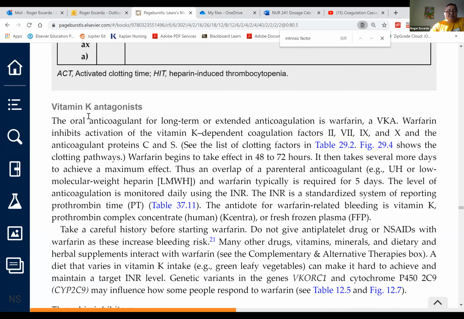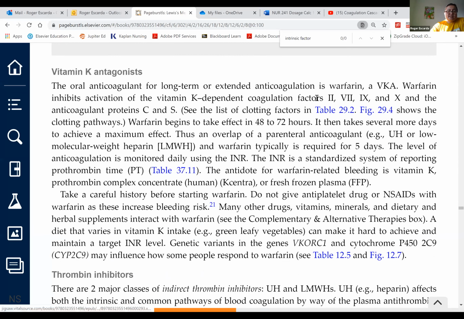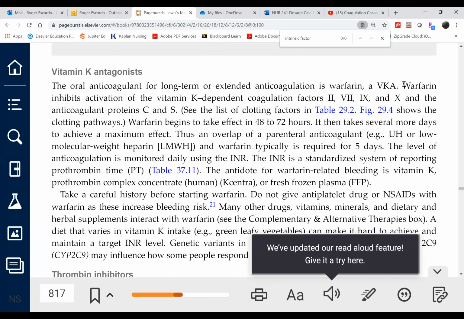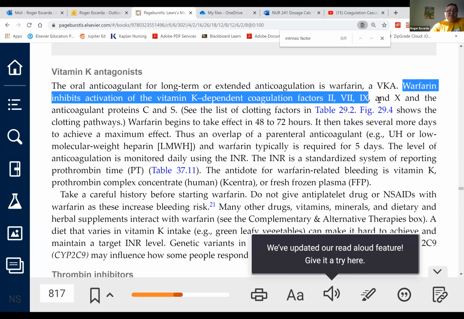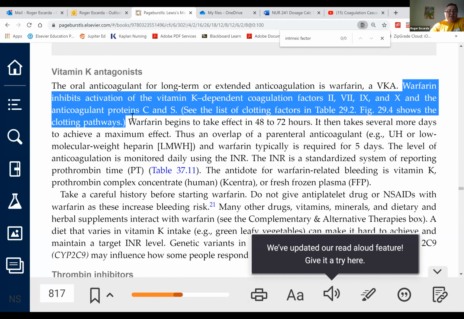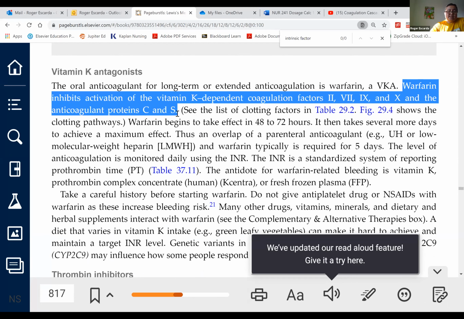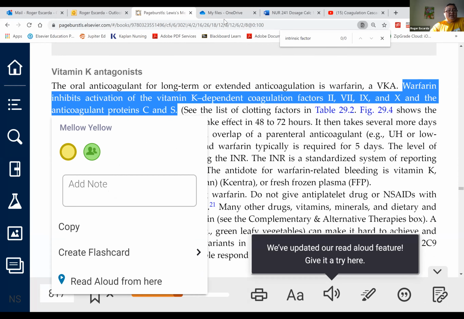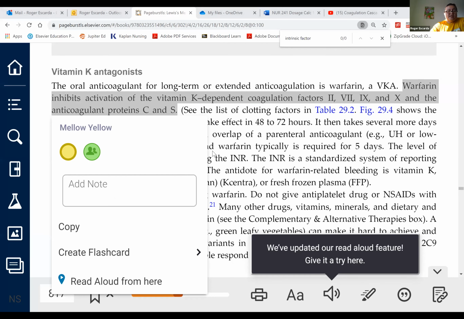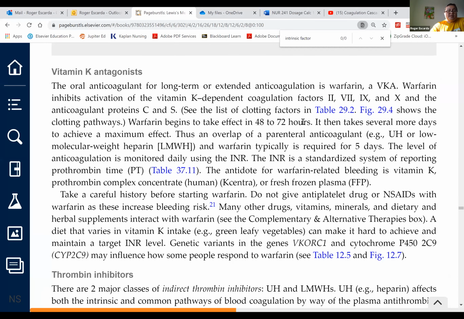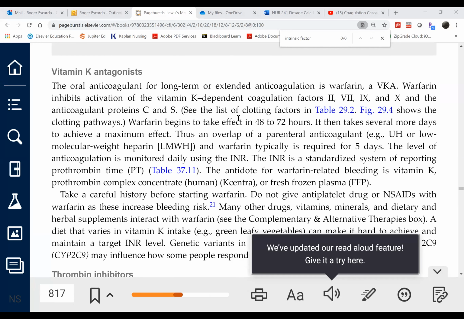However, warfarin affects these clotting factors right here, but it only says warfarin inhibits activation of these clotting factors here, as well as anticoagulant protein C and S. So if you already have clotting factors in the plasma, does warfarin affect those existing clotting factors? Professor, repeat that question again.